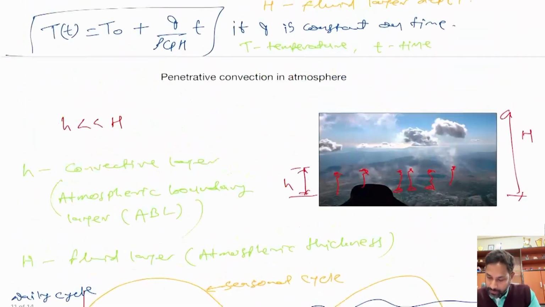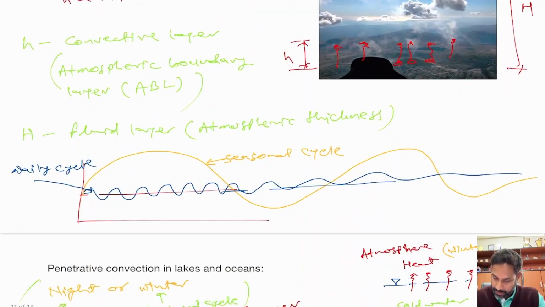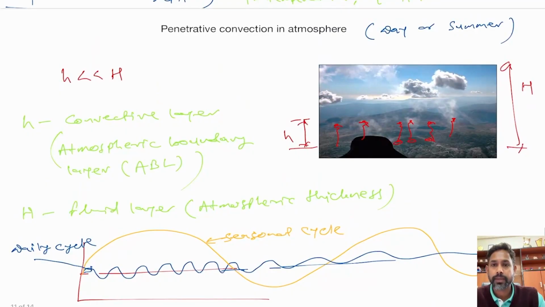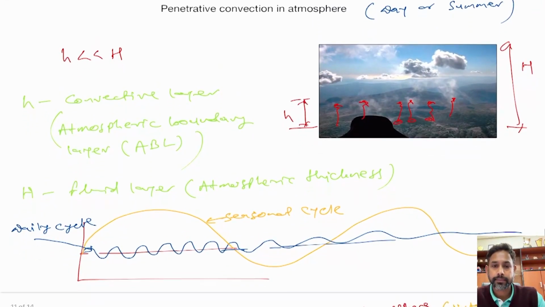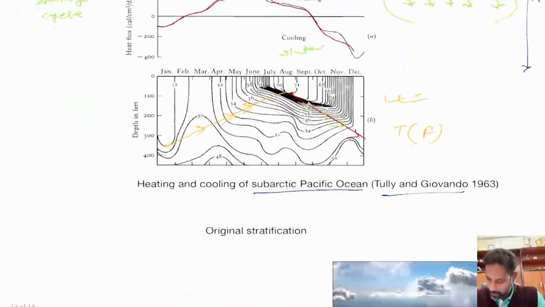Whereas in case of atmosphere, it happens either during day or summer, right, as we discussed, where day belongs to the daily cycle and summer belongs to the seasonal cycle. Okay, where this can be called daytime and this can be called summertime. Okay, so I hope that is clear what's happening here.